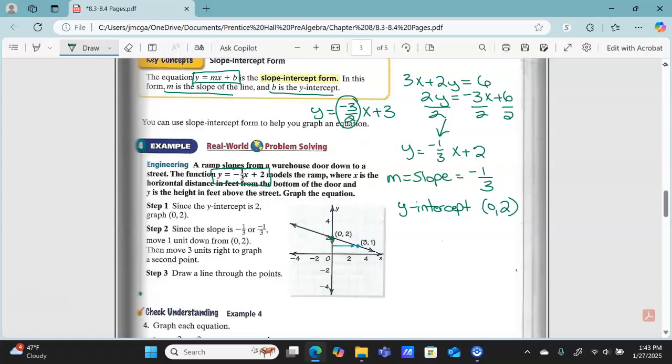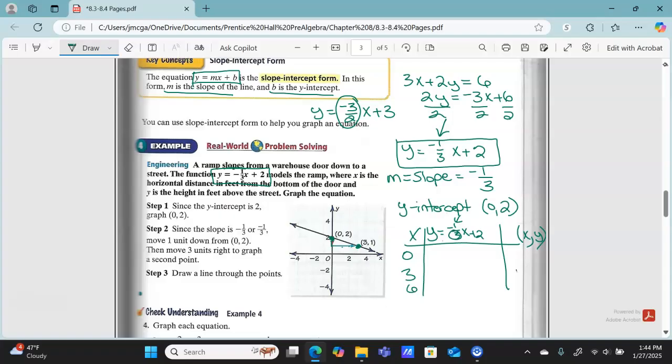There's 0, 2. My slope is down 1 because it's negative, and to the right 3, and I end up right there. Now, it may be difficult for you at this point to graph using just the slope and the y-intercept. You can always plug in points and find points. If you do that, by the way, on this one, because of that 3, I would suggest 0, 3, and maybe 6. It will work for you.